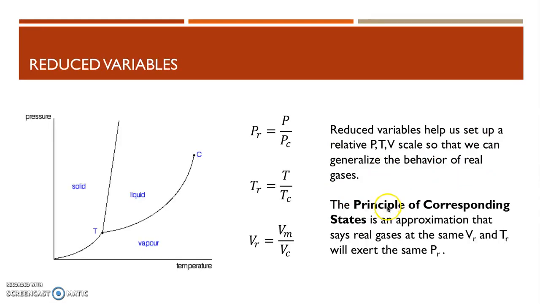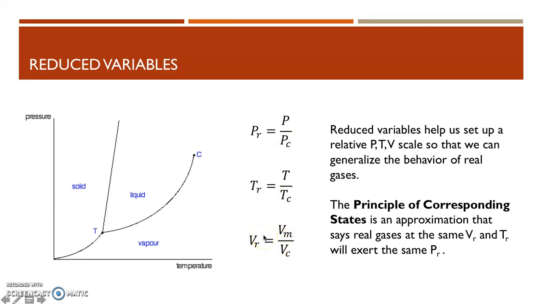And we do that using reduced variables. So for reduced variables, as you can see here, we have the reduced pressure, the reduced temperature, and the reduced volume. Those are given as the actual pressure, the actual temperature, and the actual molar volume of the gas, each one of those divided by their critical pressure, critical temperature, or critical volume.